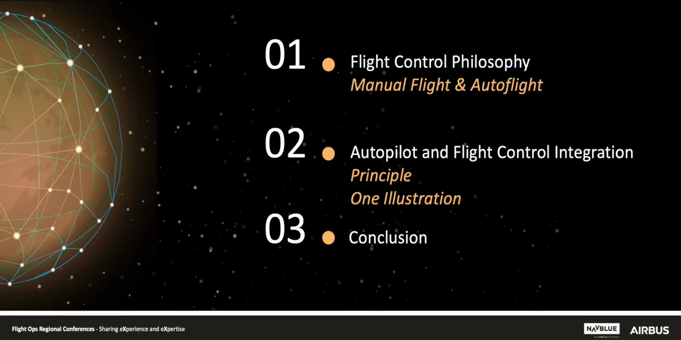In this short video, we will first review the flight control philosophy and the design objectives of the fly-by-wire protection in manual flight and the autopilot in its operation area. Then we will review the autopilot and flight control integration and specifically the normal law protections and the autopilot limit. To illustrate the flight control and autopilot integration, we will observe the behavior of the systems in case of high pitch or high angle of attack.